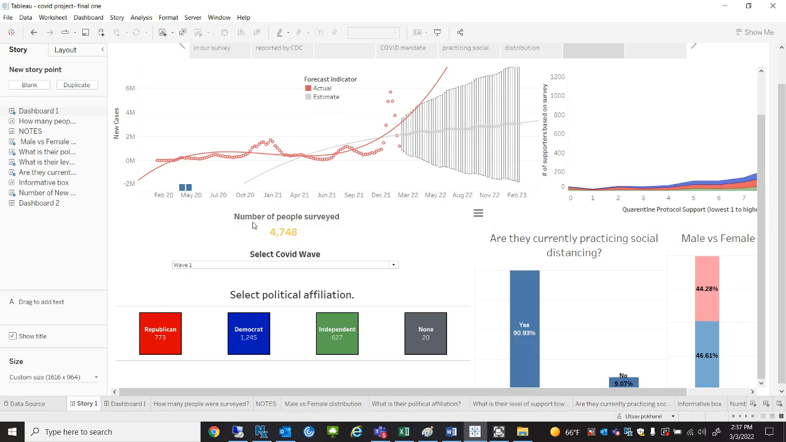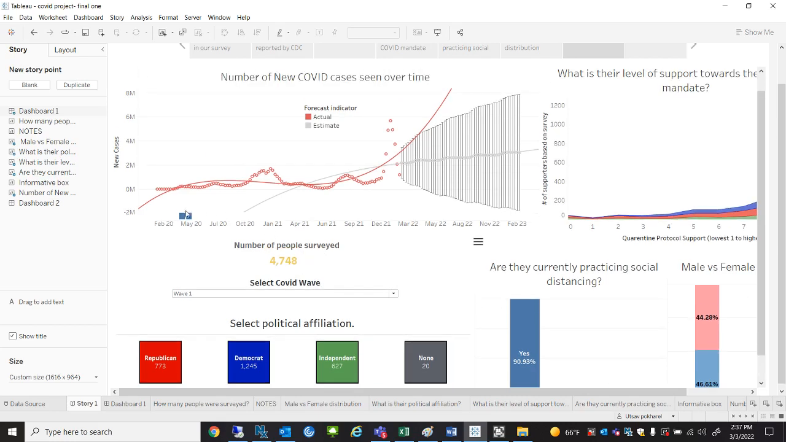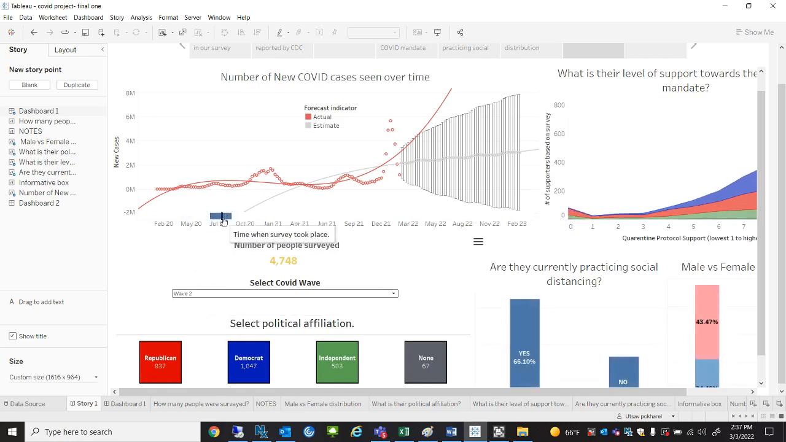But overall, I have 4,700 surveys, and then I plotted my original graph with when the survey took place. So this is when the survey took place. When I selected wave one, this is when the survey took place. When I select wave two, this is where the survey took place. So right on the bump, right on that wave was when the survey took place.